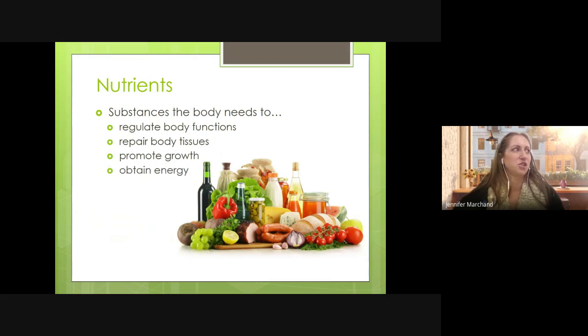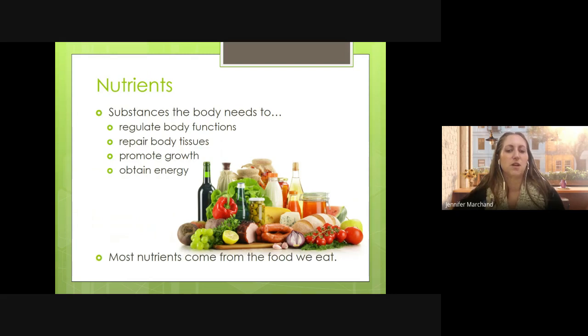To obtain energy, we all need energy every day to make it through the day, do anything we want to do, any studying, any extracurriculars we want to do, even just have a conversation, sitting on the couch, even just watching TV. We do need energy to do all of those things.